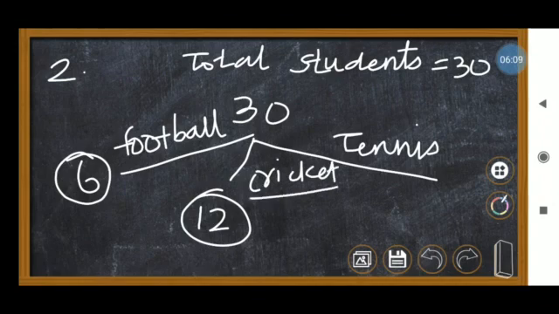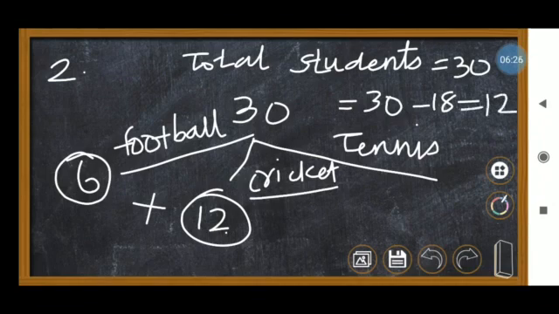Okay, so for cricket and tennis, how many remain? First you have to add 6 plus 12, which is 18, am I right? So 30 minus 18 is equal to 12. Okay, so 12 like tennis. Now you have to know how many persons like football, how many like cricket and how many like tennis. So just remember these values, then only we can do the ratio.